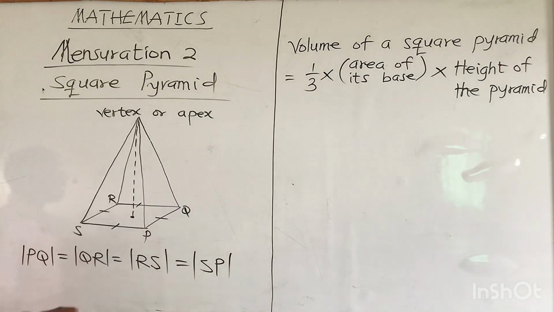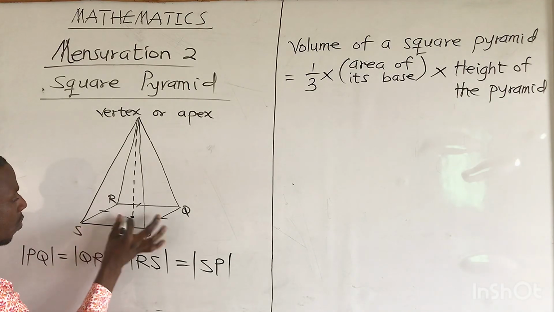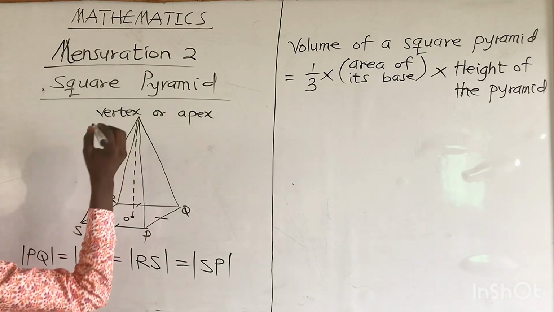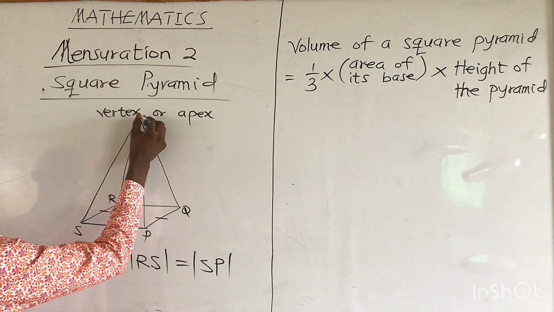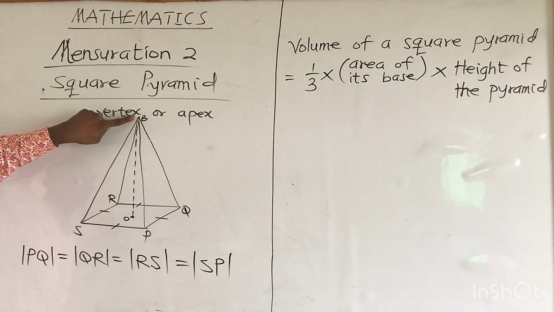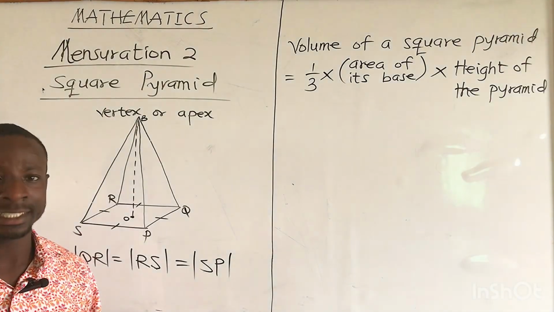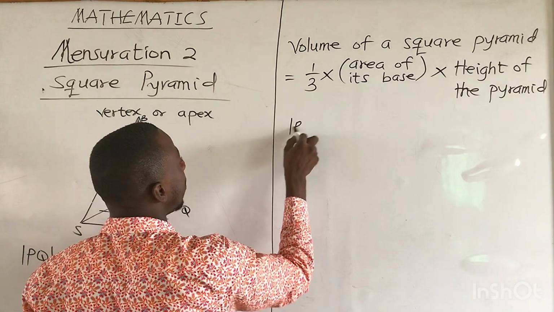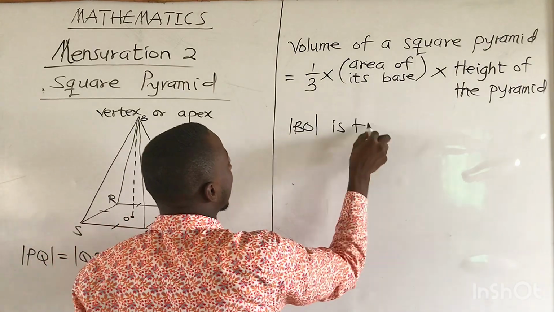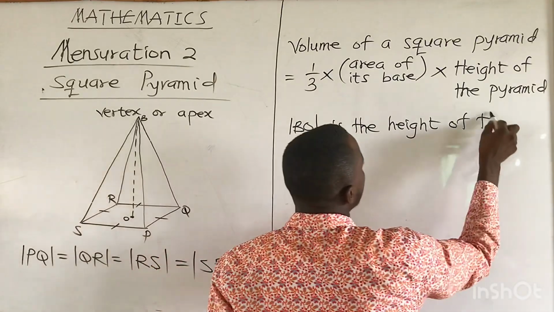So from here we are going to look at some of the parts of this square pyramid. Now let me name this dot as O. Then I will name the apex as B. So we have BO. So viewers, BO, that is the short dashes, is describing the height of the pyramid. So BO is the height of the pyramid.